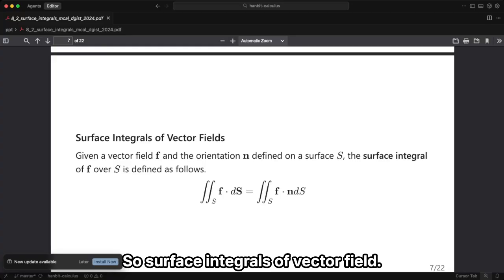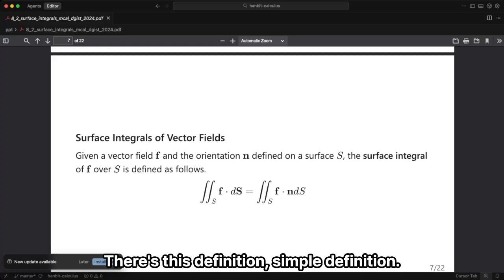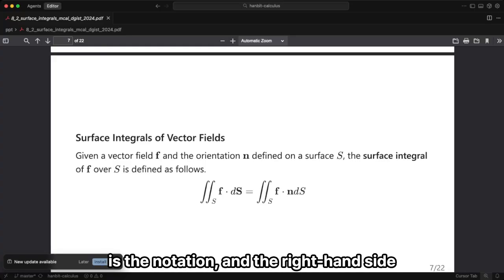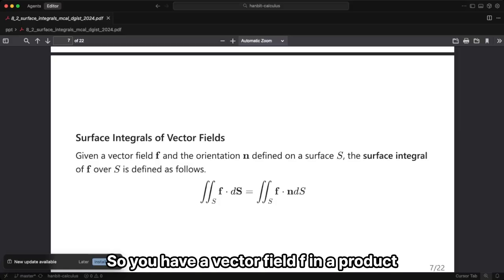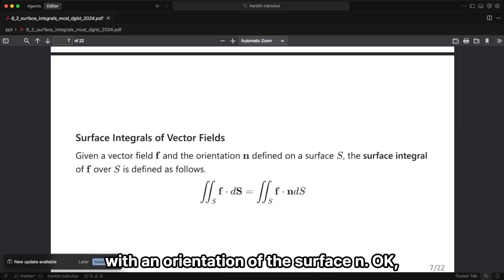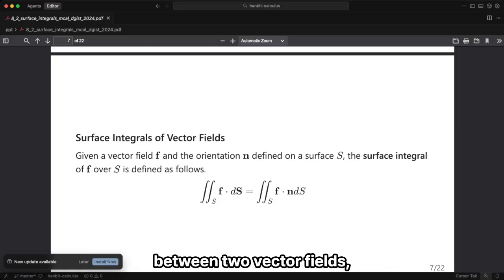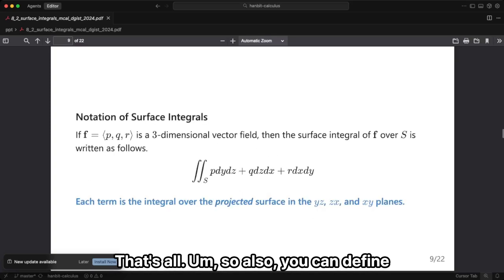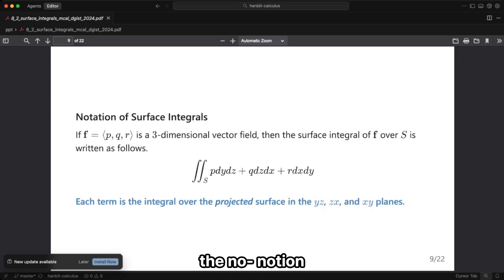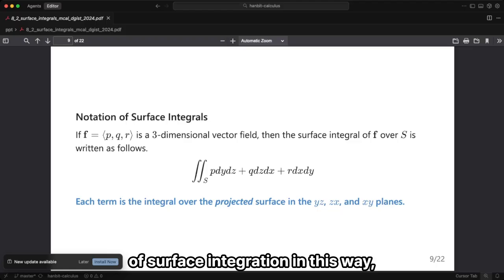So, surface integrals of a vector field. This is the definition, a simple definition. The left-hand side is the notation, and the right-hand side is just the surface integration of a real-valued function. You have a vector field F, taking the inner product with the orientation of the surface N. When you take the inner product between two vector fields, you get a scalar function. So you're just taking the scalar function F inner product N and then integrating. That's all. You can also define the notion of surface integration in this way, which I already mentioned here.